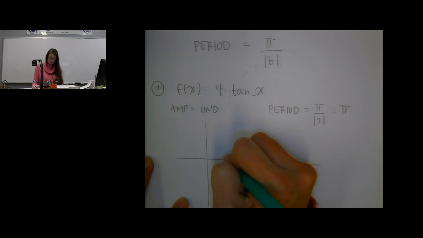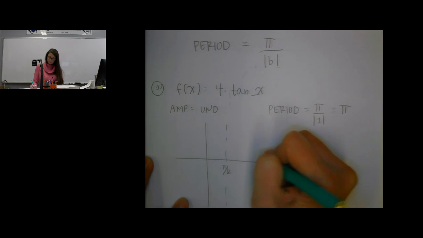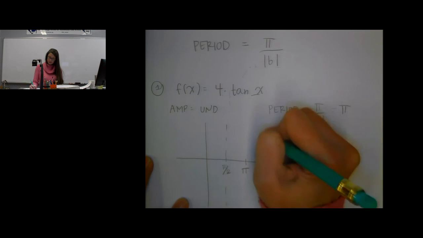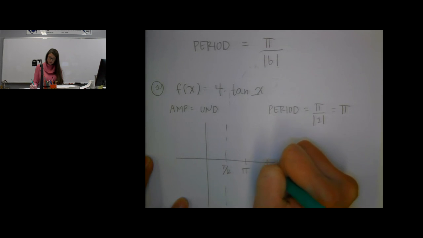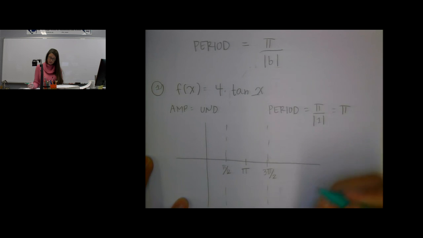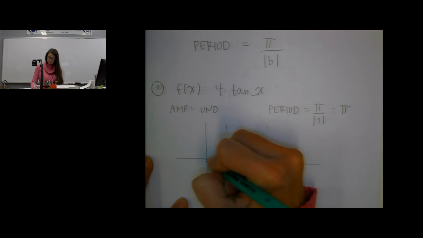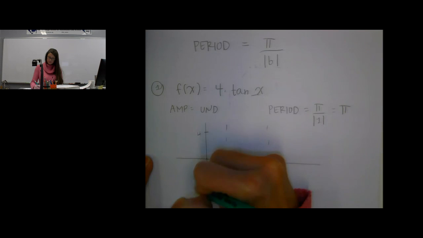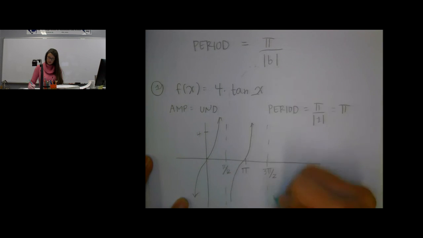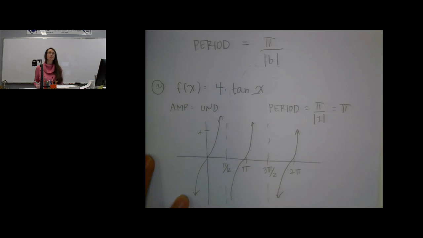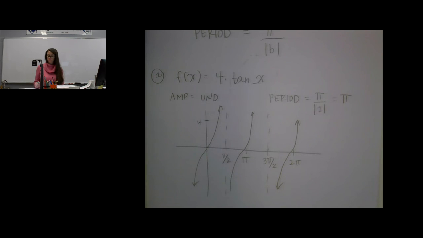So at pi over 2, we'll be at pi here, and 3 pi over 2, we'll have another one, right? So it's going to stretch a little bit, but there's no amplitude. Remember, amplitude is how it passes through those values, okay? So that's about how you would graph a tangent. You can check this by graphing it in your calculator.